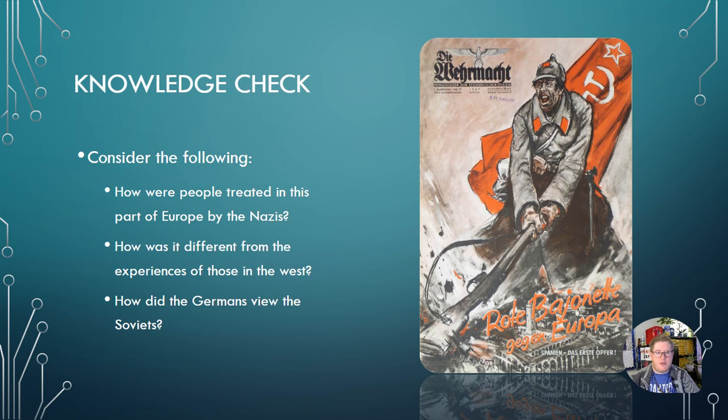So, as we wrap up section 1, here's a knowledge check. Consider the following. How were people treated in this part of Europe by the Nazis? How is it different from the experiences of those in the West? And how did the Germans view the Soviets? Take a couple minutes to think about that. We'll discuss it as a class.